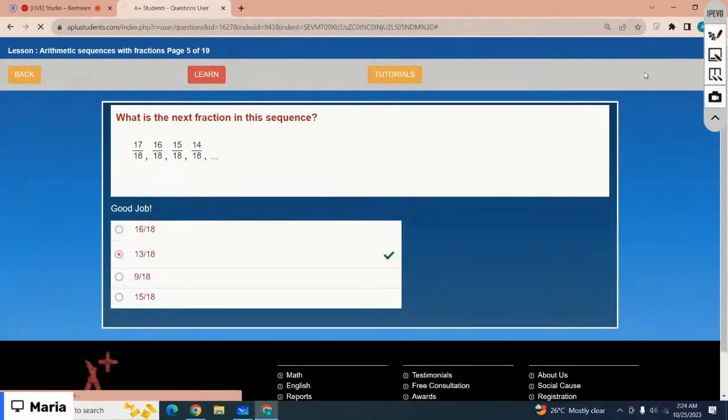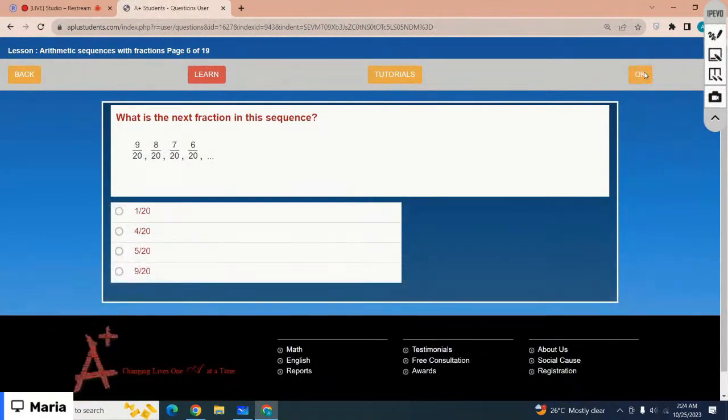Okay, the next one is, what is the next fraction in the sequence? So which is the correct option? 9 by 28 by 27 by 26 by 20. So the next one is, yes, the next one is 5 over 20. Very good.